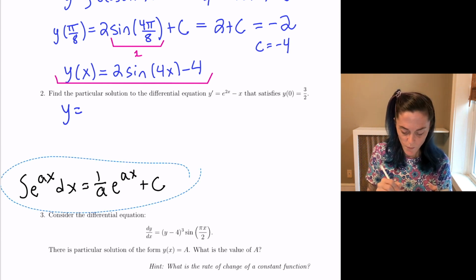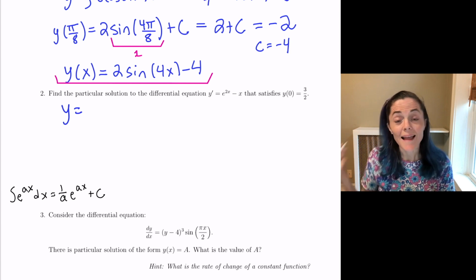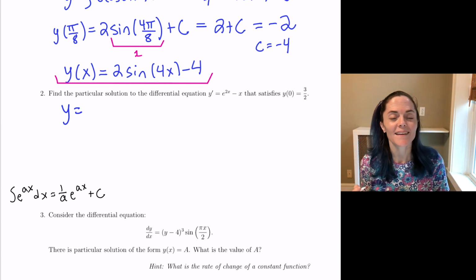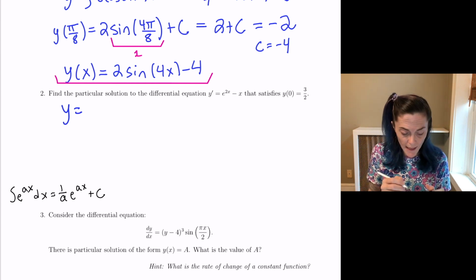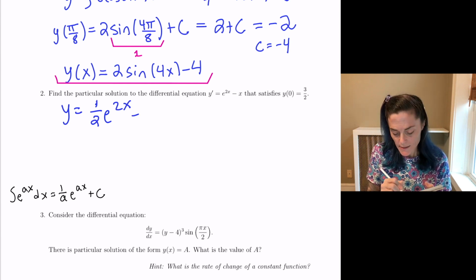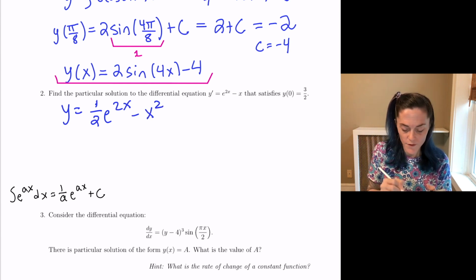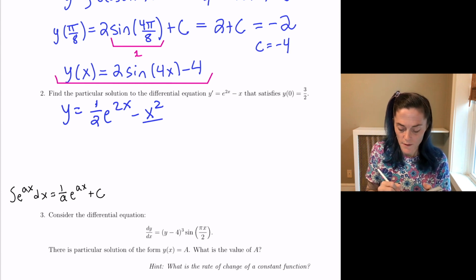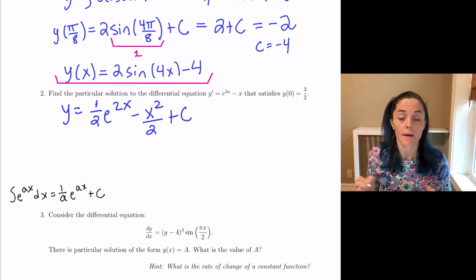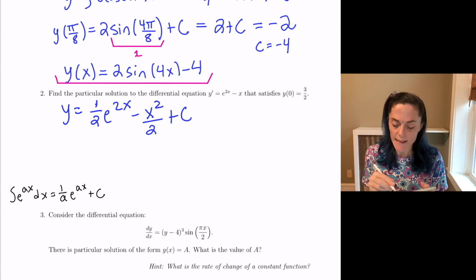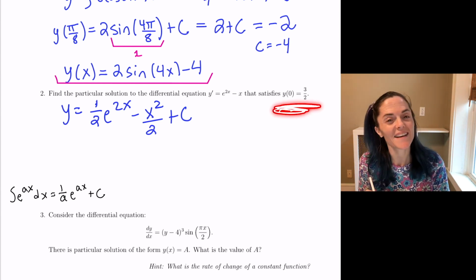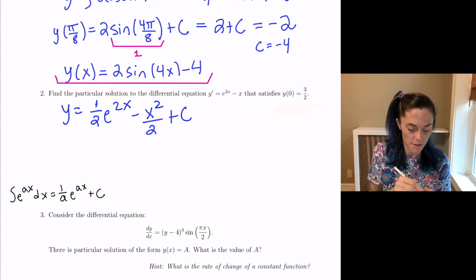I'll make this a little smaller. If you don't like to use that formula, you can integrate using substitution. Here, I get 1 over 2 e to the 2x. And then I integrate x. We have minus x squared over 2 plus c. Now we can use that this solution must satisfy y of 0 is 3/2.